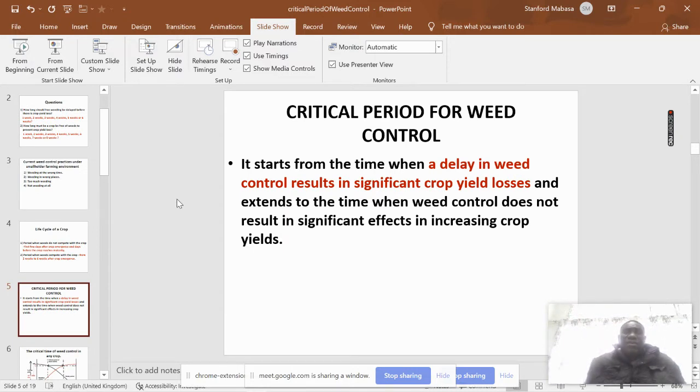Now, this period when weeds should be removed is known as the critical period for weed control. It starts from the time when a delay in weed control results in significant crop yield losses and extends to the time when weed control does not result in significant effects in increasing crop yields.